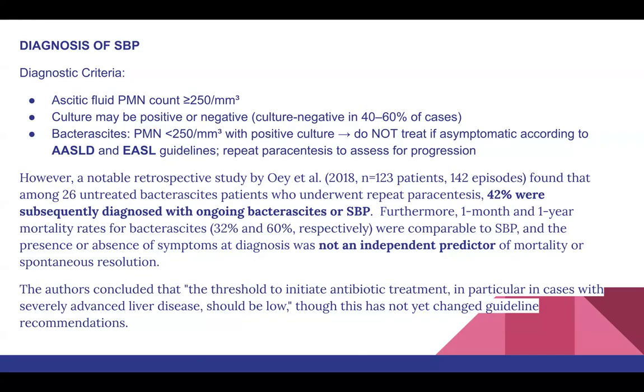And then you also have bacterascites. Bacterascites is similar to SBP, but the PMNs will be less than 250 with a positive culture. Some of these patients too may be asymptomatic.